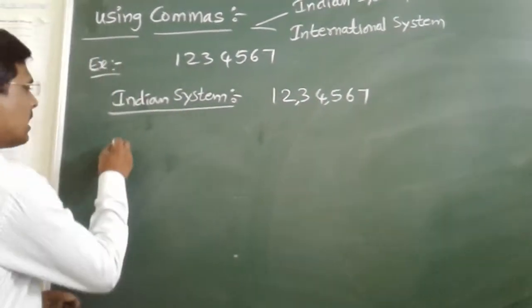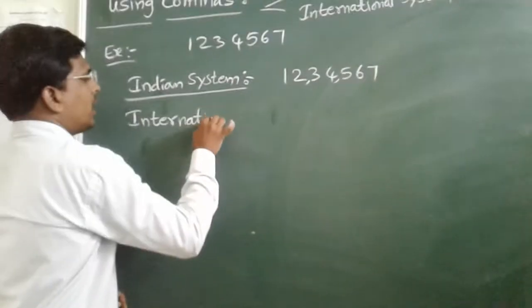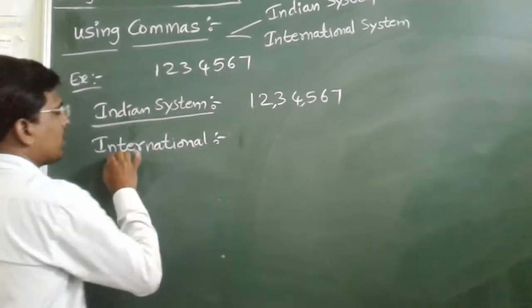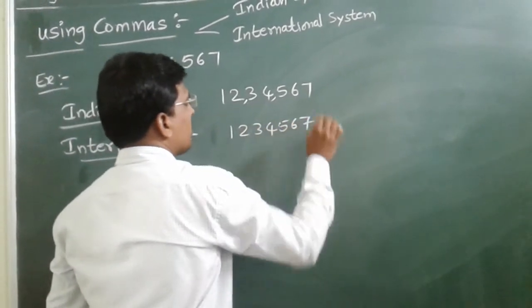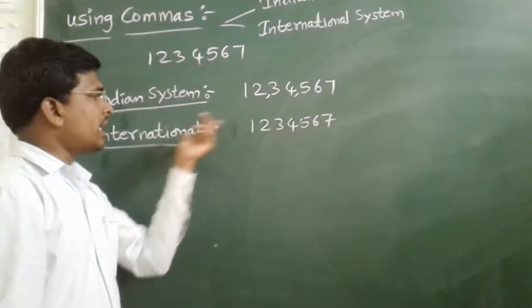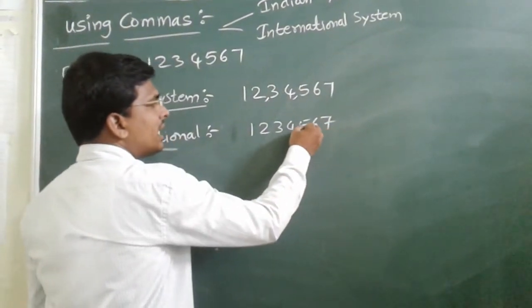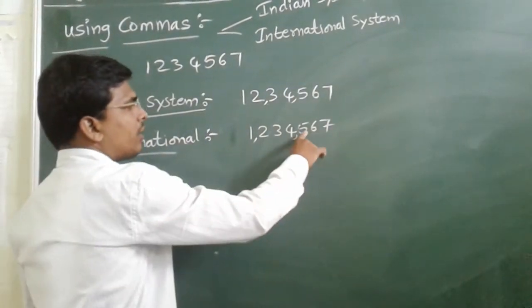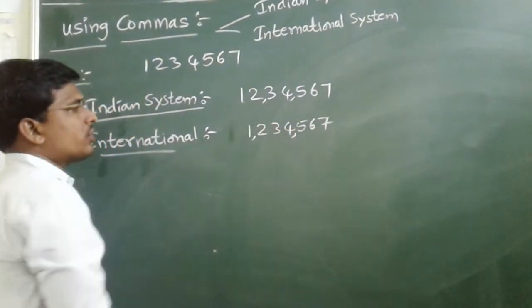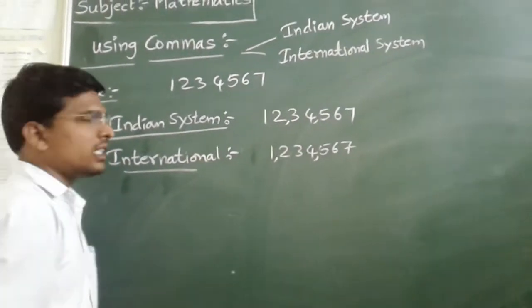In the international system, the same number 1 2 3 4 5 6 7, we keep the comma after every three digits from the right hand side. So this is the way of keeping commas in the international system and the Indian system.